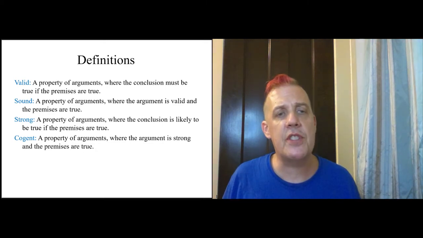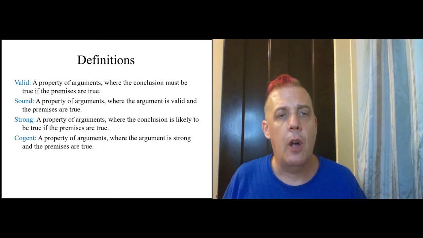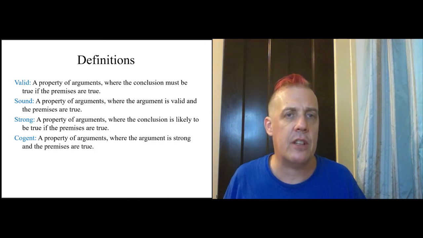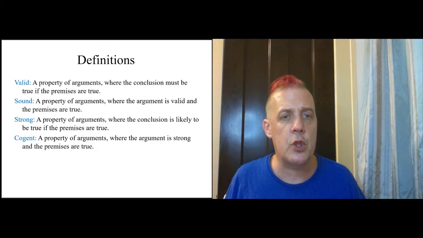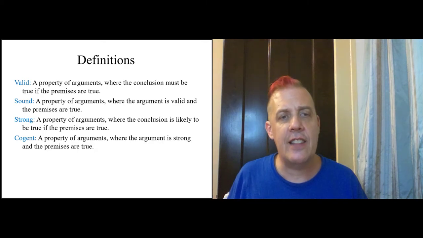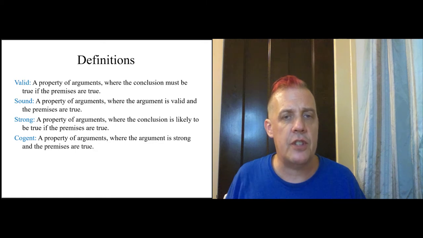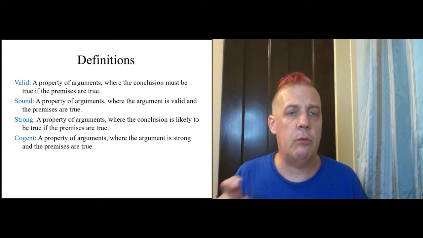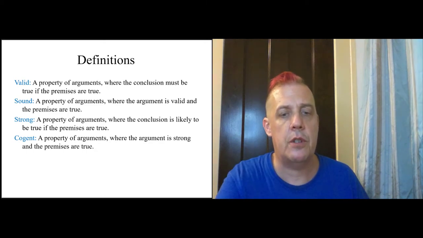So we can come up with the same pair of statements for strength. So if the premises make the conclusion likely, were they true, we say that the argument is strong. Then you can add to that the idea of cogency. If, as a bonus, the premises are actually true, then we say the argument is cogent.